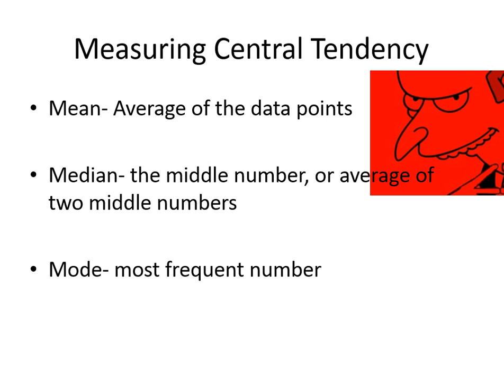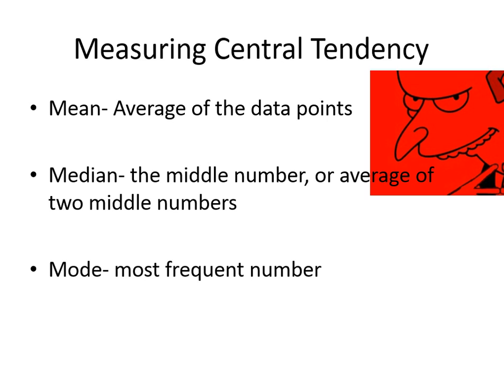Okay, hopefully this isn't new stuff. Algebra 1 should have covered this and many other things. But your average of them all is called your mean. So you take all the data points, add them all together, and then divide by how many data points there are. After that, we have our median, and our median is our middle number.